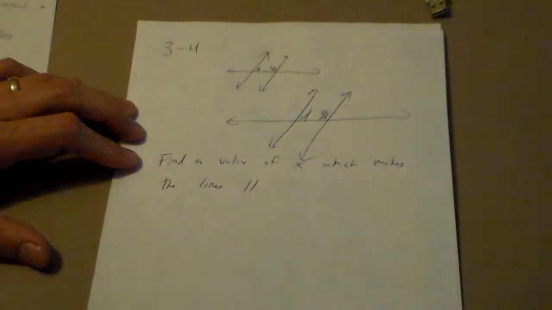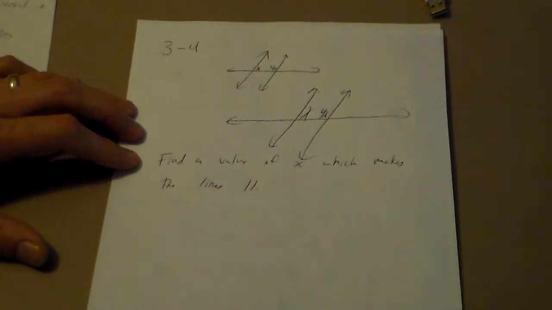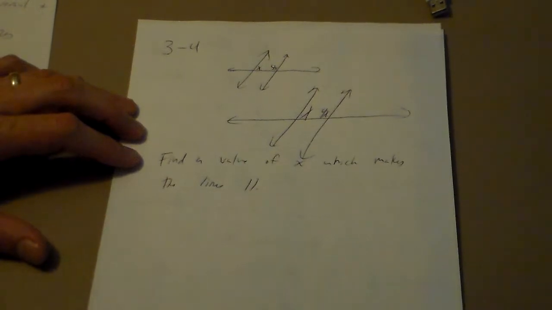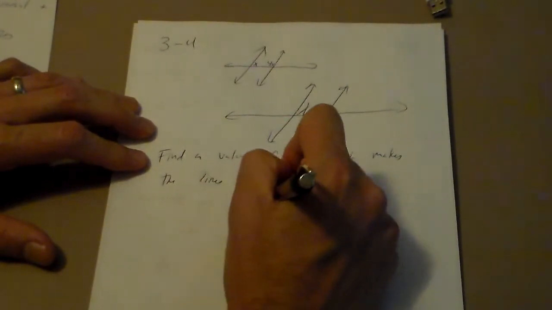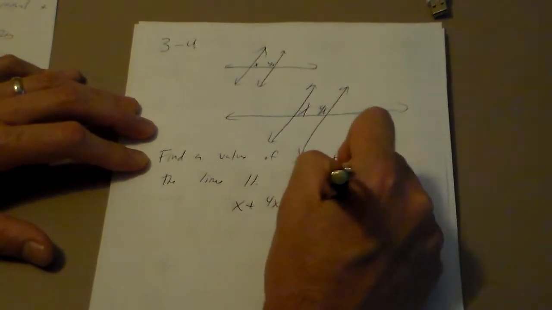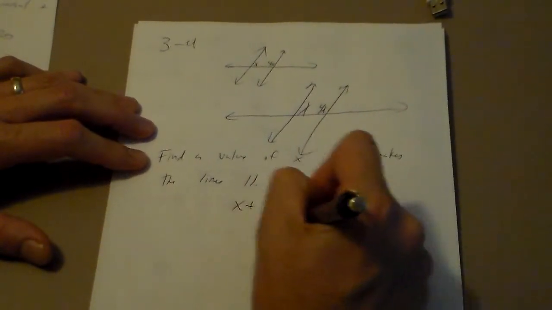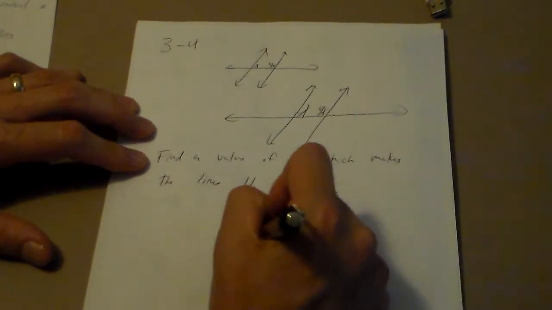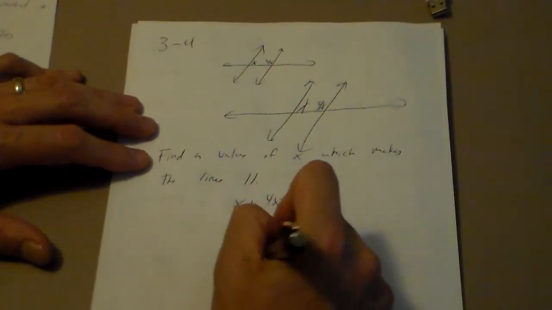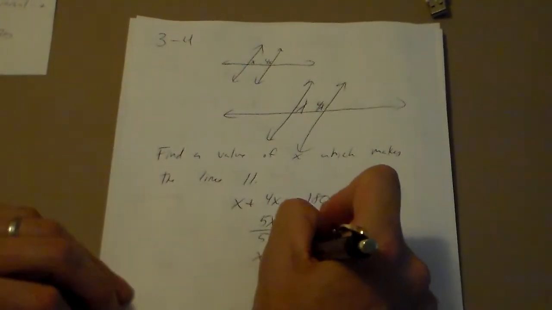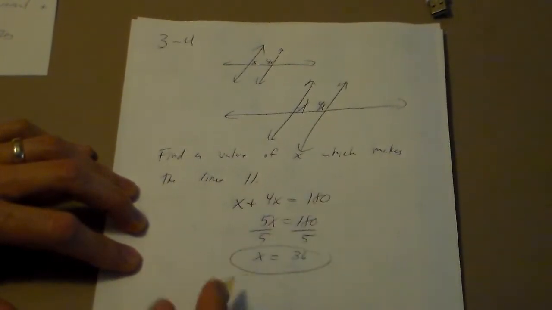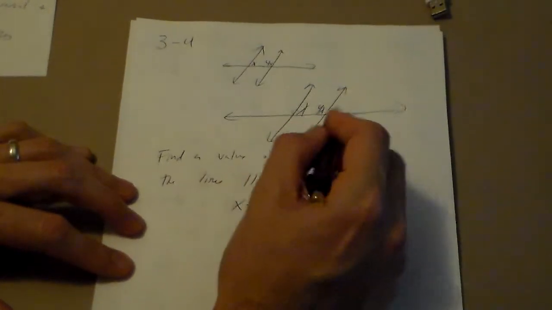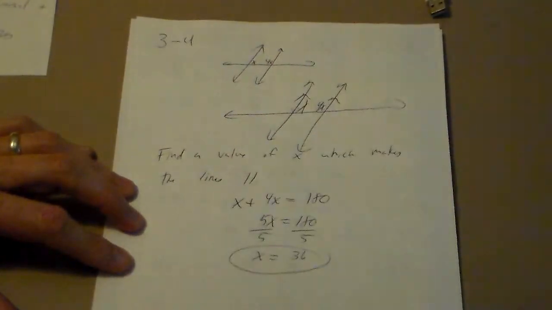We're going to see what kind of angles those are. Those two are consecutive interior, so consecutive interior angles have to be supplementary. So we're going to say x plus 4x equals 180, or 5x equals 180, divide by 5, and x equals, I think it's going to be 36. So when x is 36, those lines would be parallel.